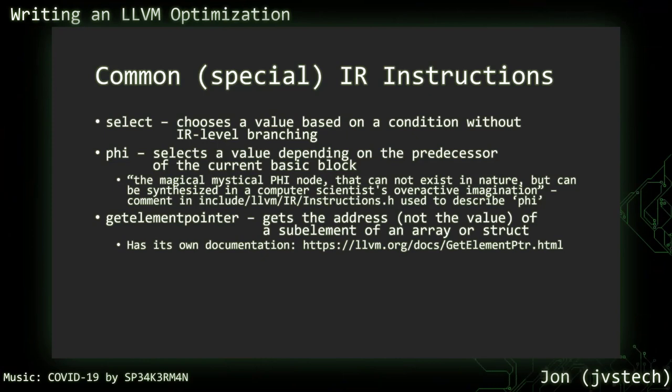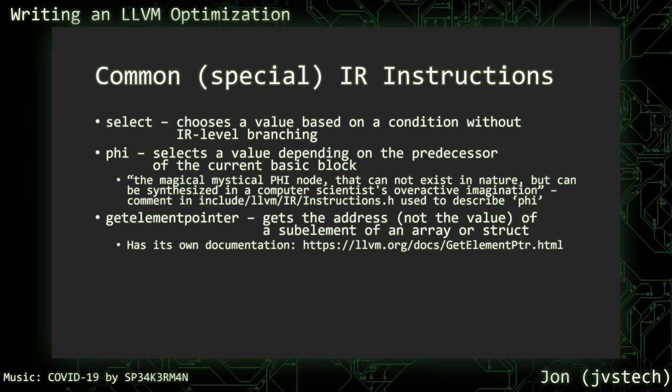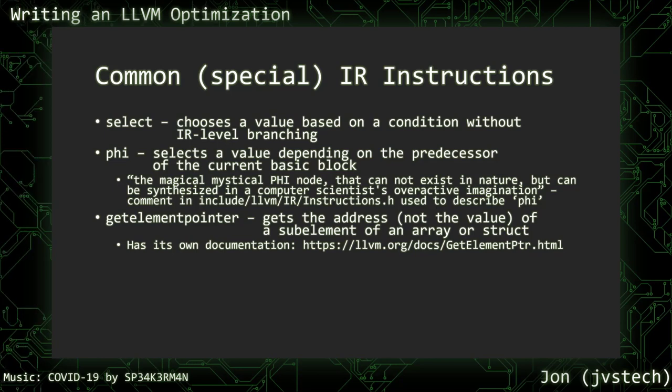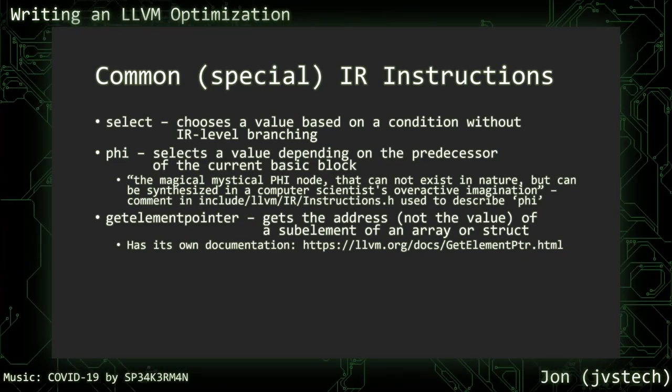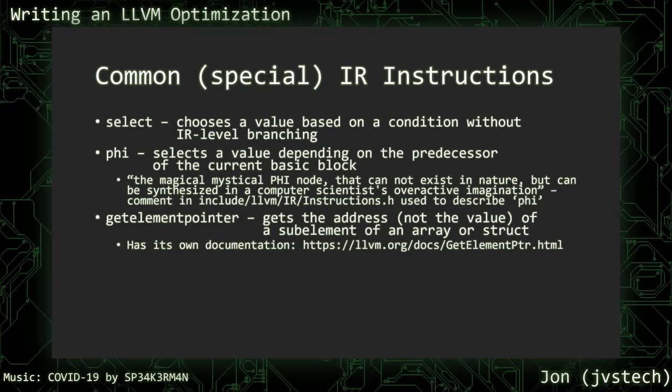Get element pointer returns the address of a sub-element of an aggregate type. In other words, it returns a pointer to an element in an array or a field in a structure. Its use can sometimes be difficult to understand, so it has its own documentation. The returned pointer can be used to read or write values at its related address.